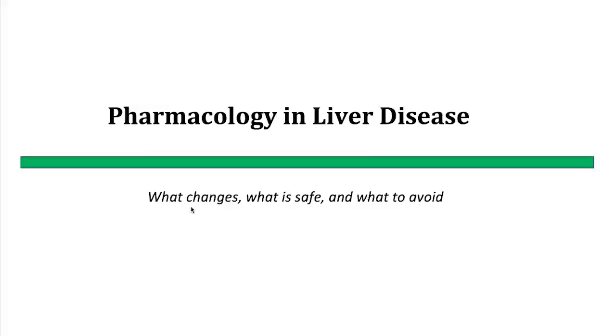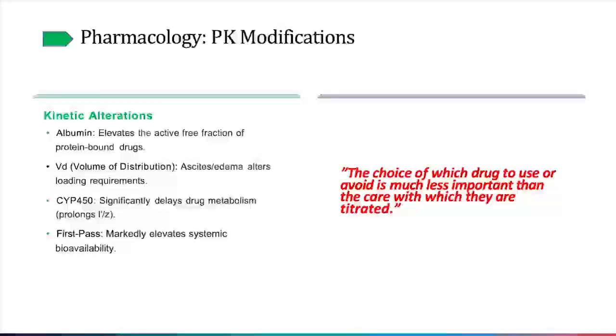Then there are a lot of pharmacokinetic changes which happen in liver disease. These are the reasons why. As we discussed, the albumin level is low, which elevates the active or free fraction of the protein-bound drugs, and the volume of distribution will be increased due to ascites and edema. There will be significant impairment of drug metabolism in the liver, which prolongs the half-life of drugs. And because of the liver impairment, first pass metabolism will not take place at full capacity, and this will elevate the systemic bioavailability of drugs. So all these factors will change the pharmacokinetics of drugs.